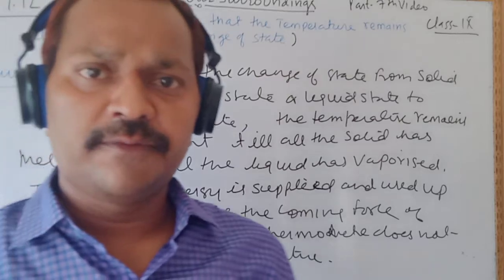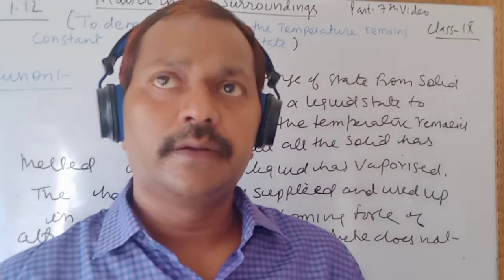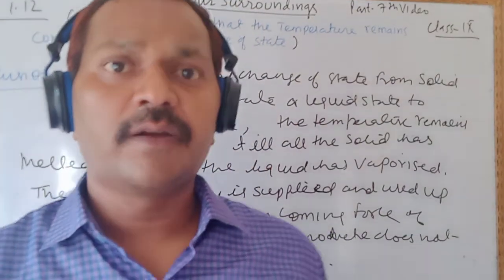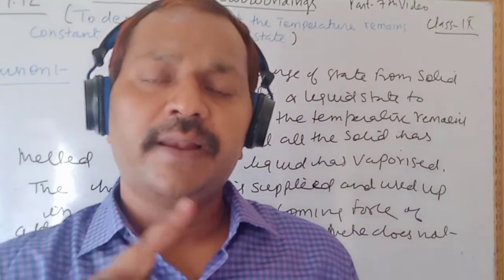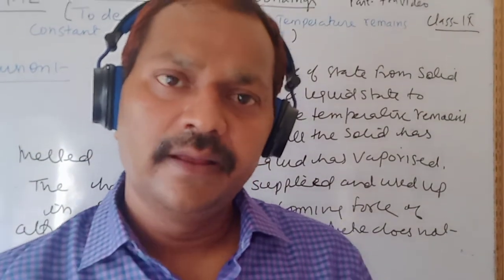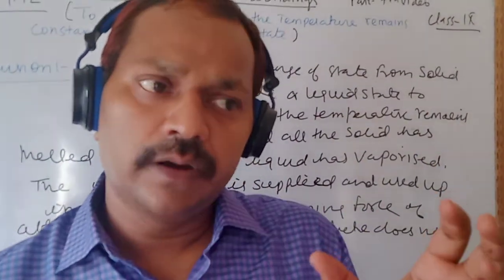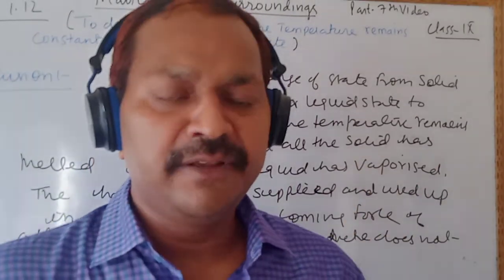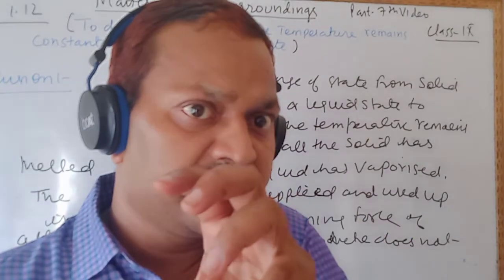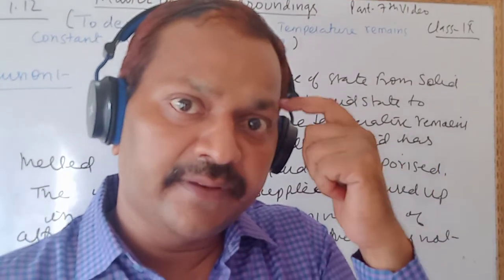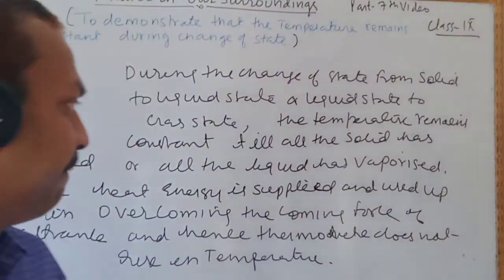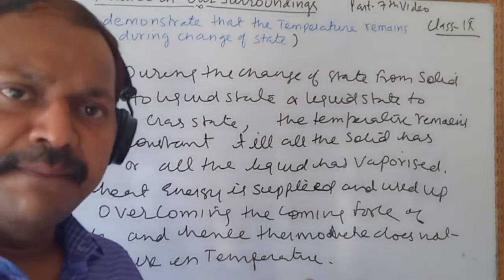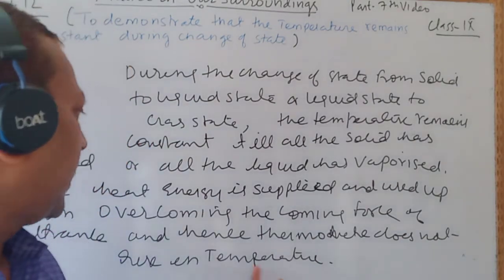Number one, conversion of solid into liquid, temperature constant. This is what we get from the record of temperature. Now the second case, when liquid converts into vapor completely, the temperature remains the same. So heat is supplied, and this heat is used up to overcome the force of attraction. This means the temperature is constant, and hence the thermometer does not show a rise in temperature.